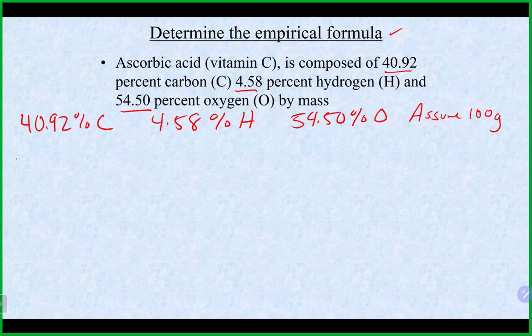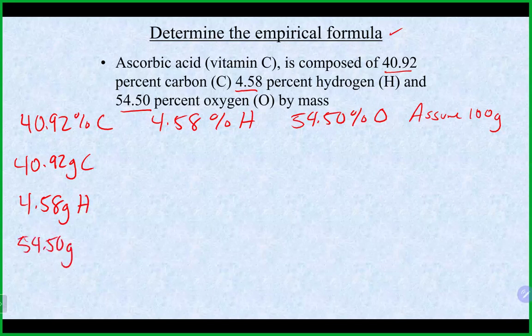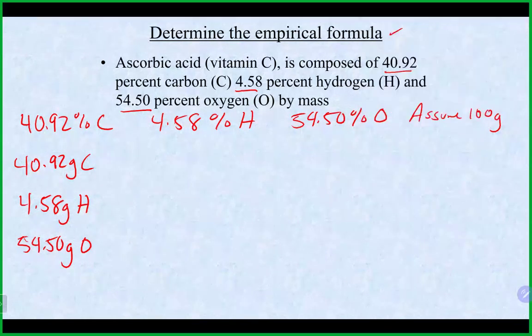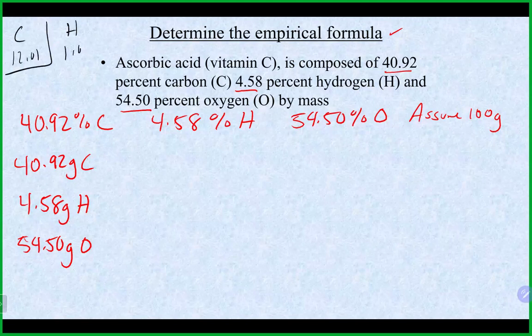So I would have then 40.92 grams of carbon, 4.58 grams of hydrogen, and 54.50 grams of oxygen. And again, by assuming 100, it's just going to keep all the numbers the same and make it much easier. The next thing I need to do is take the grams and convert them to moles, right? And we know how to do that. We've done it a number of times today. That would require me to go to the periodic table and get myself the molar mass of each of these elements that are present.